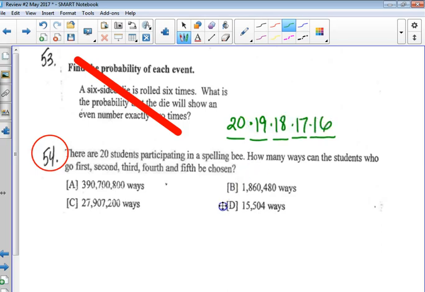I would do it this way, and you'll get it right. Is that a C or a P, though? It is P. It's 20P5, but I would just think of it as there's 20 kids. I'm going to pick somebody to win first, and now there's 19 left to pick from for second, and so on. Make sense? Yes.